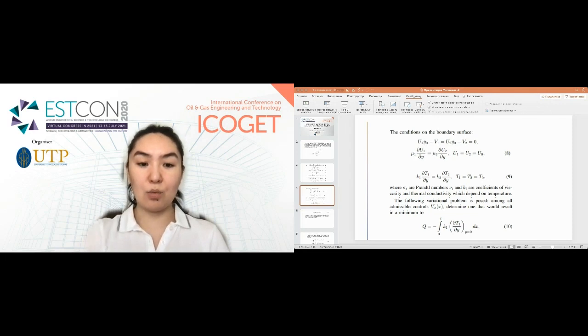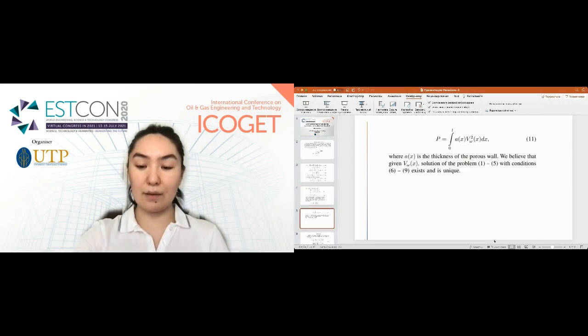The following variational problem is posed: among all admissible controls vw of x, determine the one that would result in the minimum represented in formula 10. The amount of heat transferred from the hot gas stream to the plate, given the power of the cooling system, is represented in formula 11, where R of x is the thickness of the porous wall. We believe that for the given vw of x, the solution of the problem in formulas 1 to 5 with the conditions 6 to 9 exists and is unique.